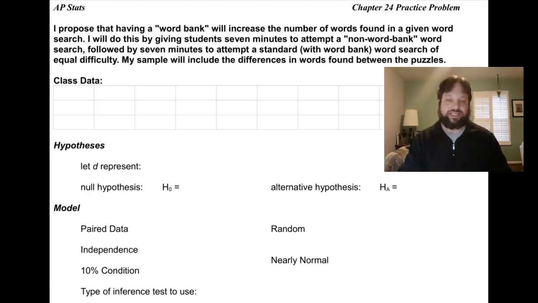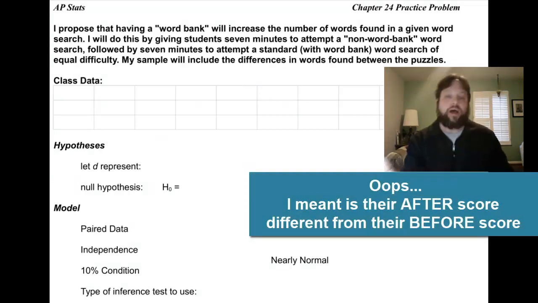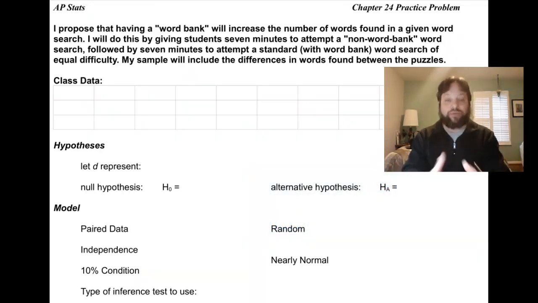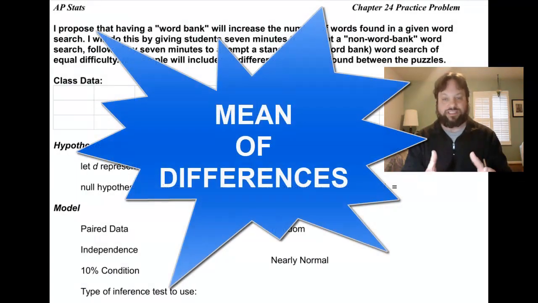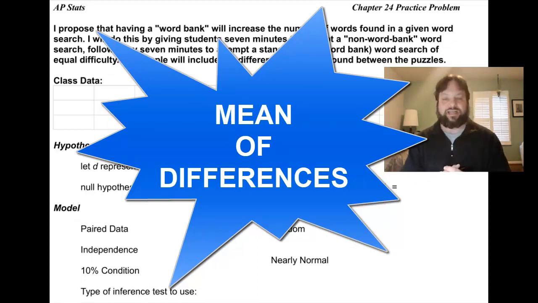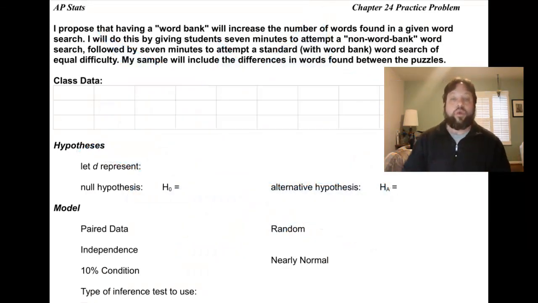And what we're going to look to see is, is their after score about the same or higher or lower than their before score? So for that reason, we call this a mean of differences. Each person is going to generate a difference after the treatment is applied, and we're going to look to see, is the average of those differences equal to 0, in which case the treatment didn't work, or are we going to see that the treatment did have an effect and the differences are either greater than, less than, or just not equal to 0? Well, in order to do this, of course, we do need some data.